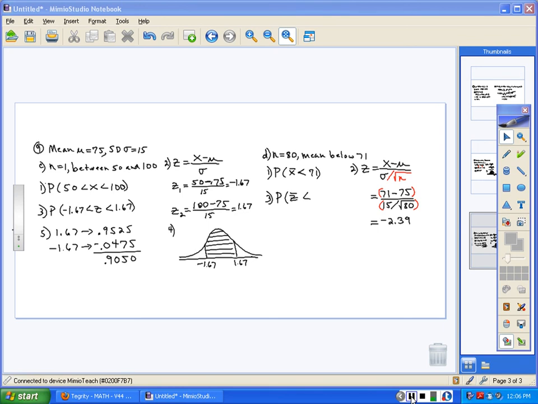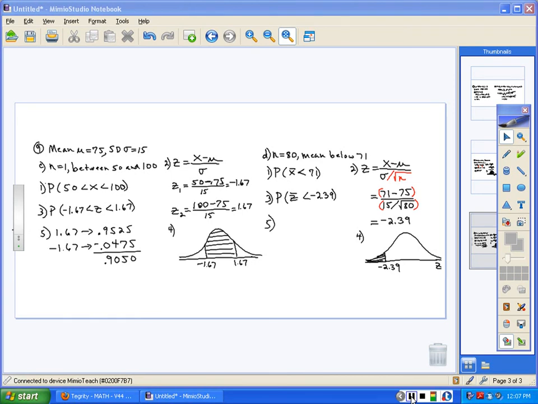And then we're going to come back over here and rewrite the question in the z world. x bar is replaced by z bar, and 71 is replaced by negative 2.39. Step 4, the drawing of the picture. Say right here, negative 2.39. And we are shading to the left because it is less than again, or below. Okay, so we go to the negative z table, and we look at the picture at the top of the negative z table, and it does look just like the picture that we drew, so we don't have to worry about adjusting anything.